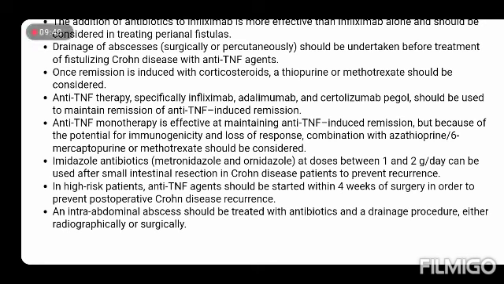Imidazole antibiotics, metronidazole and ornidazole, at doses between 1 and 2 grams per day can be used after small intestinal resection in Crohn's disease patients to prevent recurrence. In high-risk patients, anti-tumor necrosis factor agents should be started within 4 weeks of surgery in order to prevent post-operative Crohn's disease recurrence. An intra-abdominal abscess should be treated with antibiotic and a drainage procedure, either radiographically or surgically.